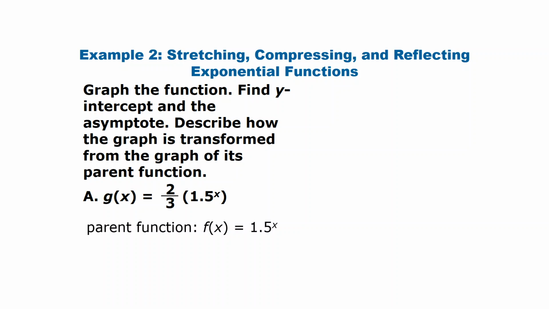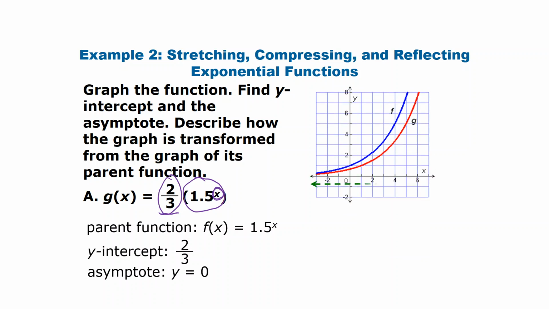Now let's see if we can figure out what's going to happen to it. I see something that is multiplied by the whole parent function. So I know that I'm multiplying, and that tells me it's going to be a stretch or compression. I'm not multiplying my x, I'm just multiplying the whole thing, so that tells me it's going to be vertical. Is it going to be a stretch or compression? Well, 2/3 is less than 1, so it's going to be a vertical compression. Now, have we done anything horizontally? No, we have not.